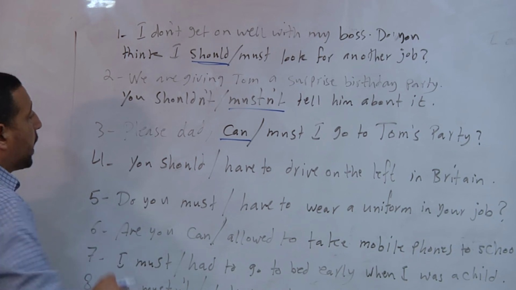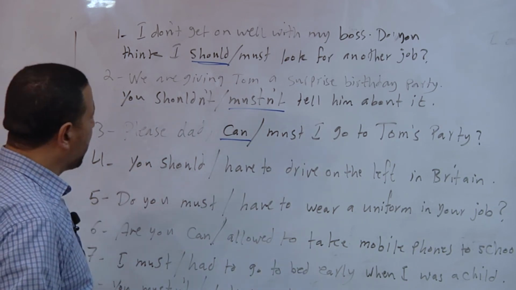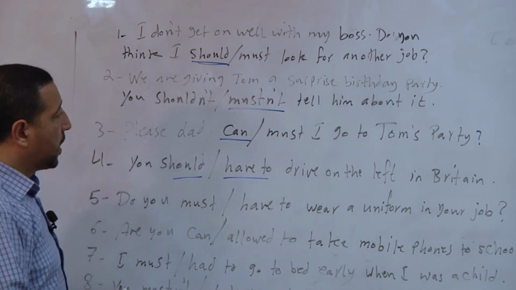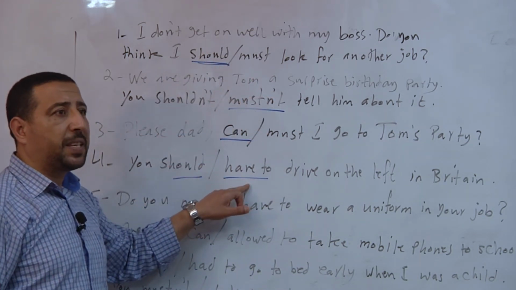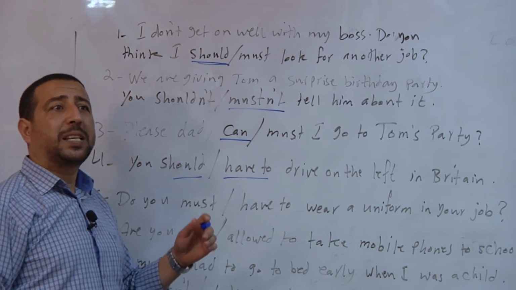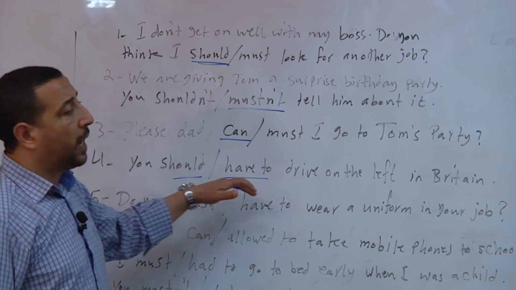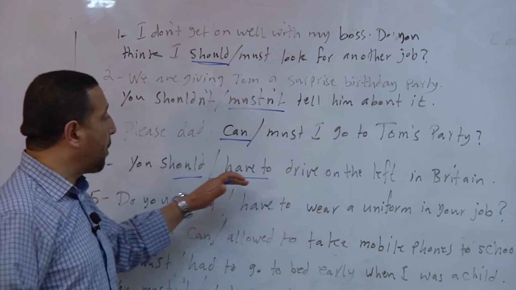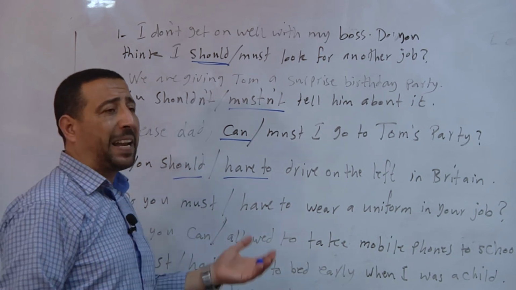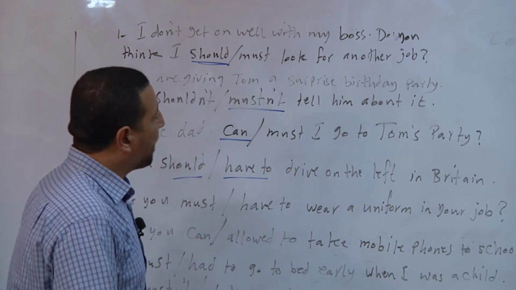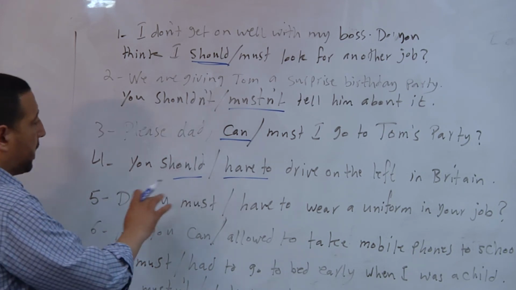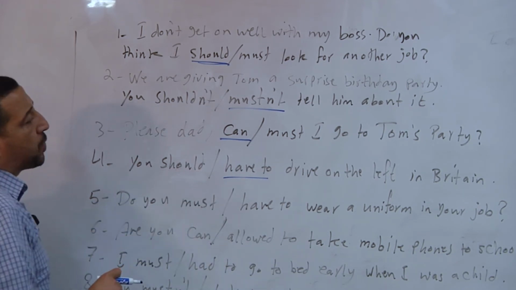Okay? 4, you have to drive on the left in Britain. It is not advice. It is you have to. If you are in Britain, you have to. So this is an obligation, which is based on an external source, an authority from another person. What happens if you don't drive on the left? You might have many accidents, and this will hurt you. Okay? So you have to drive on the left.